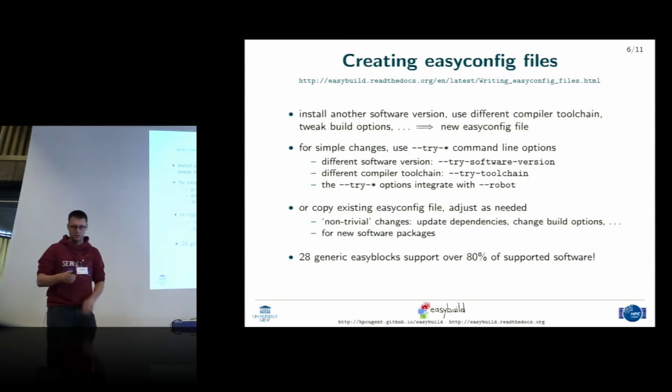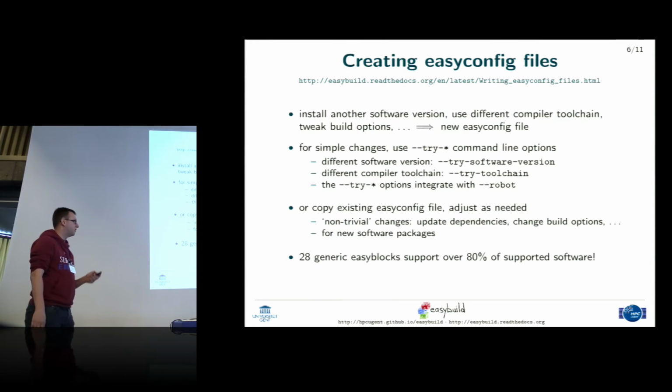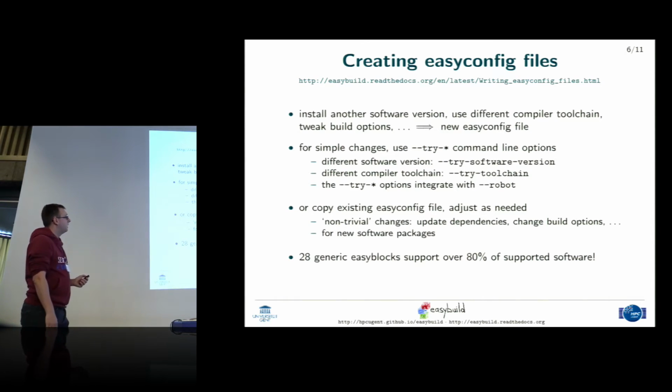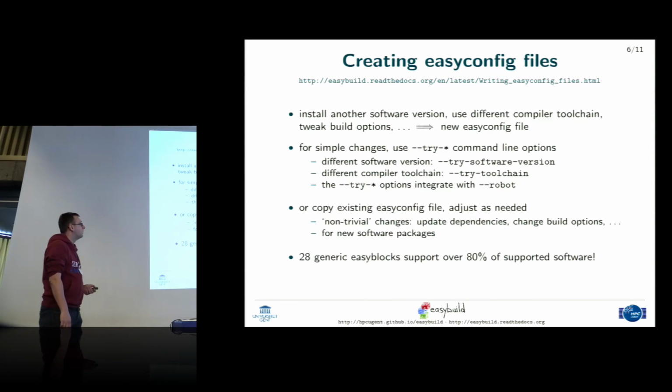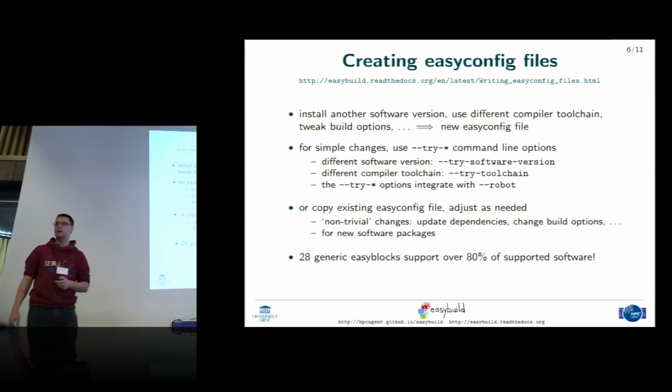Okay. So using easyconfig files that are already there, that's very easy and straightforward, once you know which toolchain you want to use, which software version you want to use, and so on. Now, what if the version I want is not actually there? Or what if I want to use a different toolchain and there's no corresponding easyconfig file for it yet?